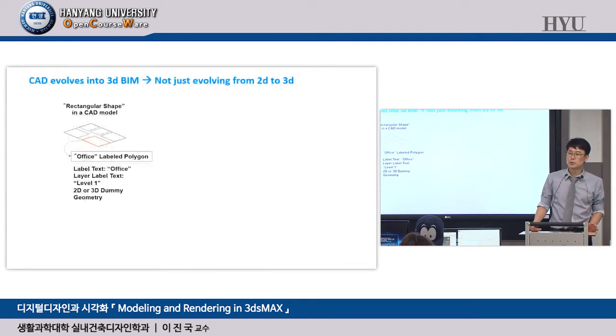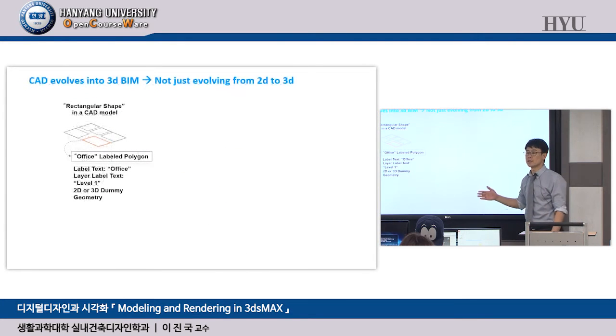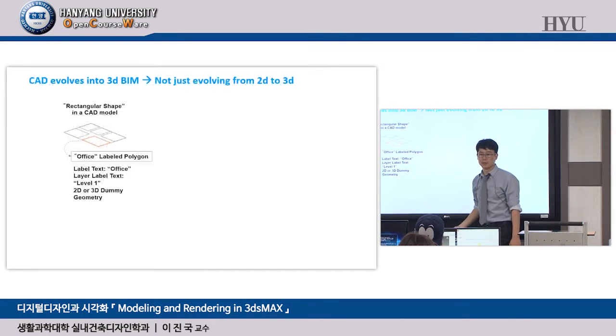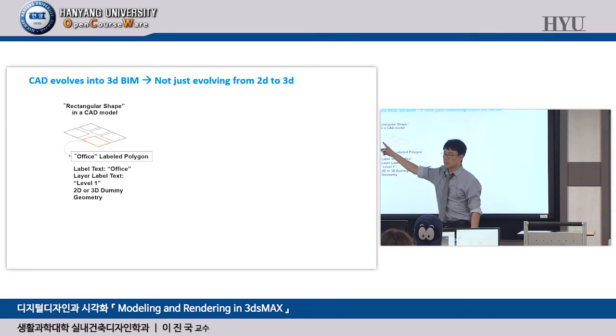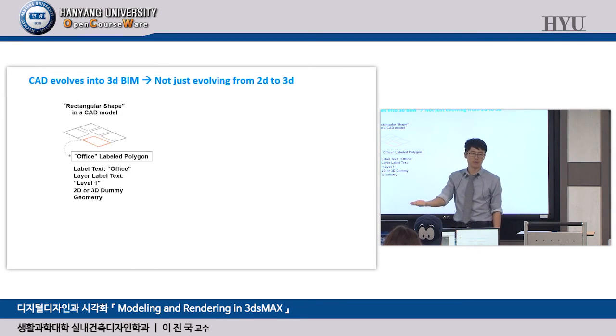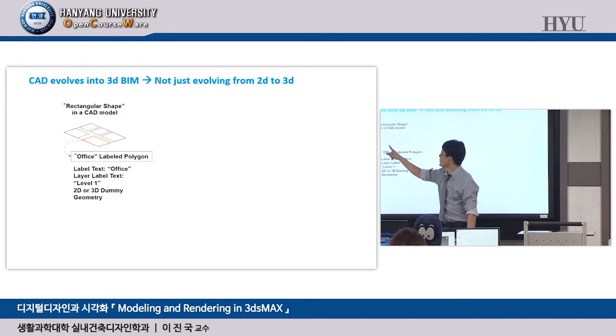But another important thing you have to know is they are not separated. Let's take a look at this one. This is the conventional geometry-oriented approach. Think about the floor plan. You draw something like this and you say this is your design, a floor plan. There is a rectangle shape and you put an office label. And people can tell, okay, there is an office.